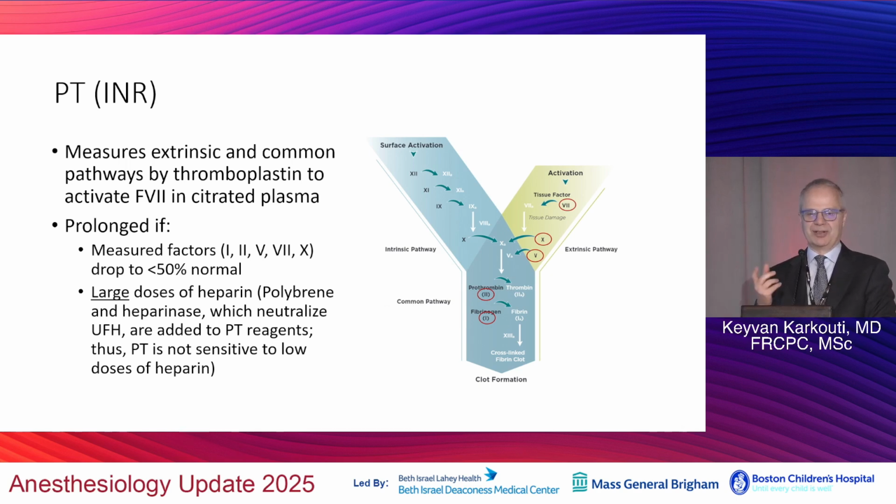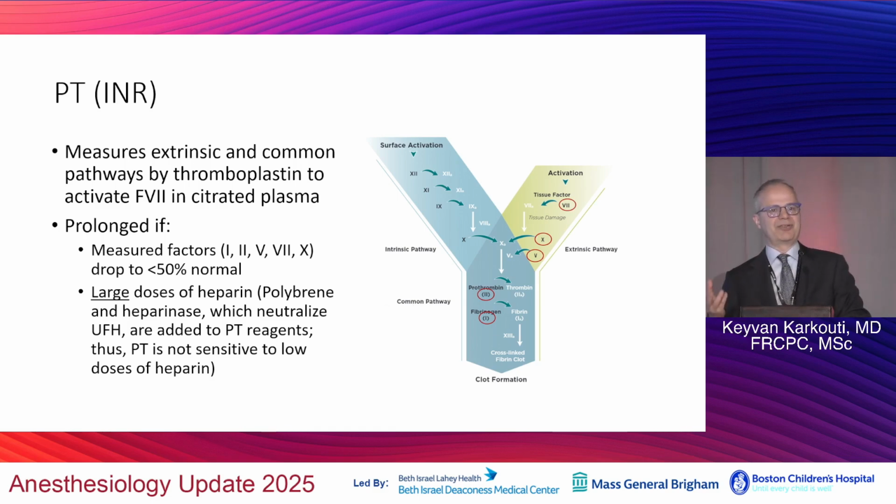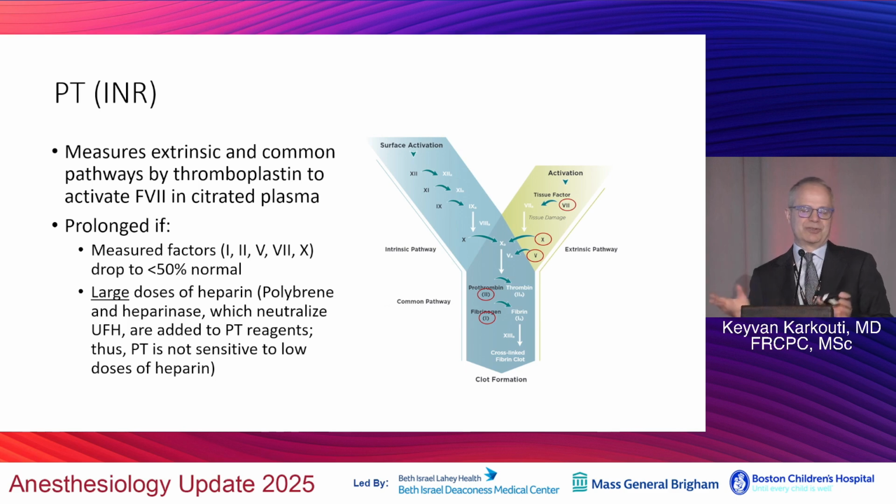Now, the assays that we use have something added to them that inhibits heparin effect. So polybrene or heparinase are added to them, so that low doses of heparin do not increase your INR. So when a patient is on heparin and you get a good INR reading, it's because of the way the assay is designed. Some don't have that heparin neutralizing agent, so it's important to know what yours does, but most labs use it so INR doesn't get influenced by low dose heparin levels.